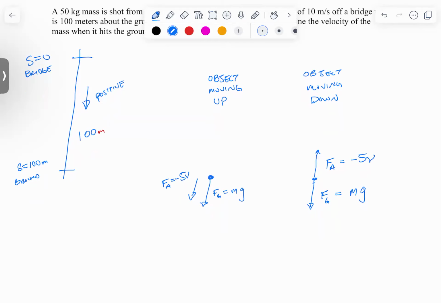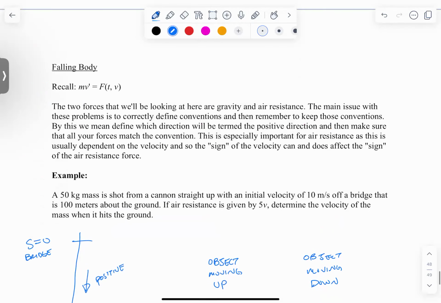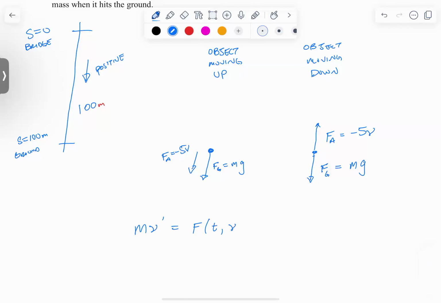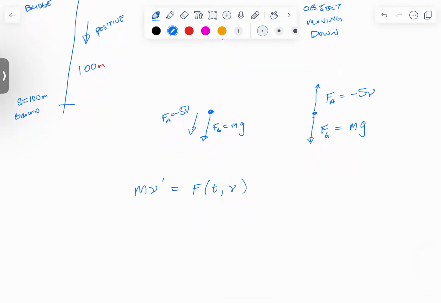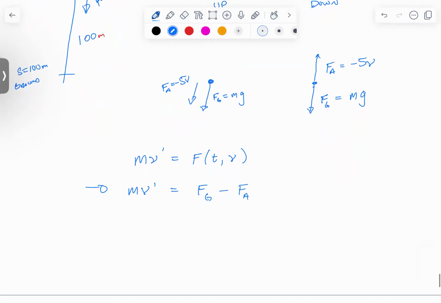The whole idea here is that since air resistance is always opposite to whichever direction the object is moving, with our two equations I can then set up Newton's second law of motion, where the net force will simply be the force of gravity minus the force of the air resistance, whether we are going up or down.